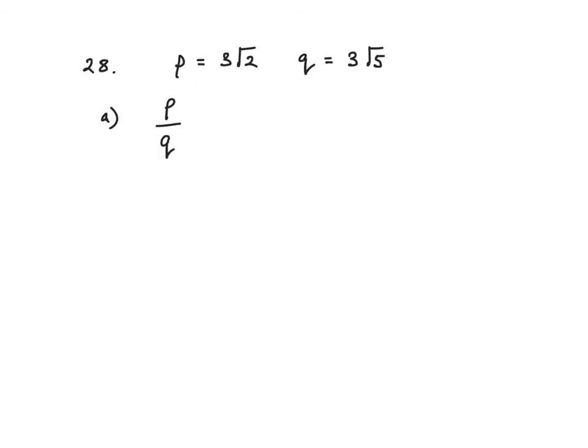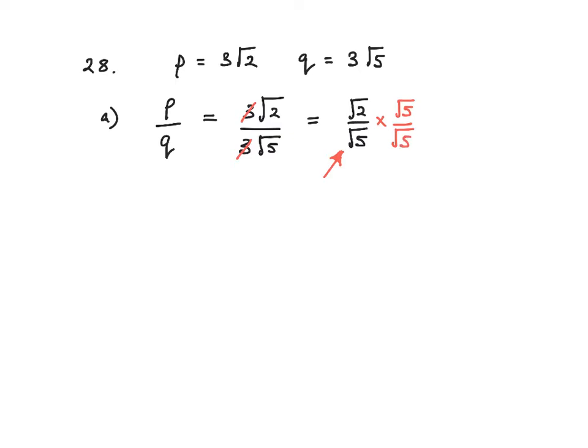Some work with surds. We want p over q. So it's 3 root 2 over 3 root 5. Now, what we can do is cancel out the 3's, and that leaves us with root 2 over root 5. We have to leave the answer with a rational denominator, which means we have to get rid of the surd. Now the easiest thing to do to get rid of the root 5 is to multiply top and bottom by root 5.